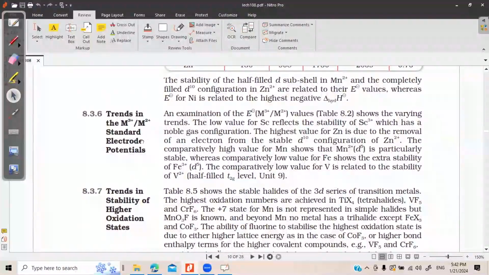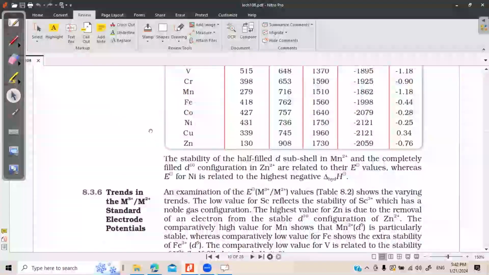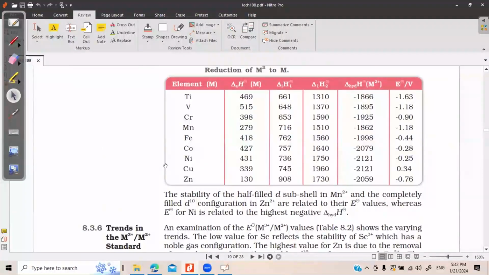You can see these standard reduction potential values. If you compare the standard reduction potential values from titanium to zinc, you will find the highest reduction potential value is of copper. And as we go up to titanium, it has the lowest reduction potential value. So these values can be helpful in comparing the reactivity of the metal.